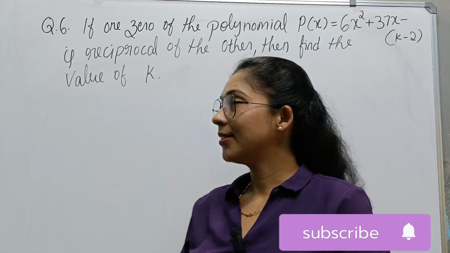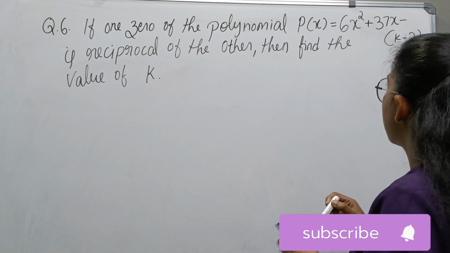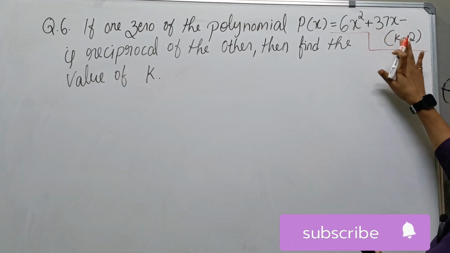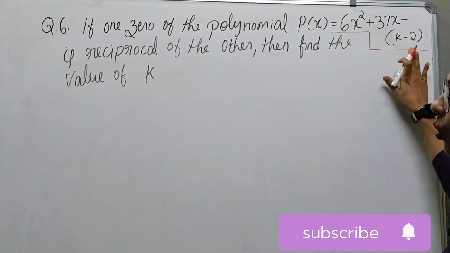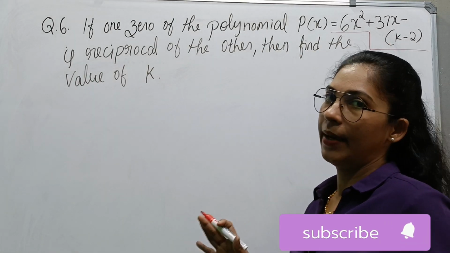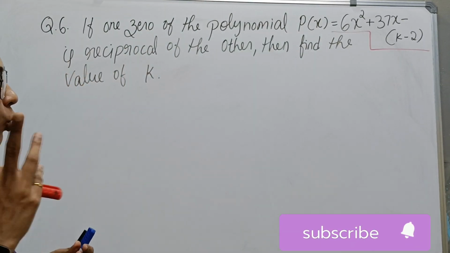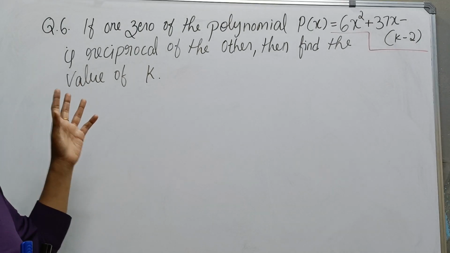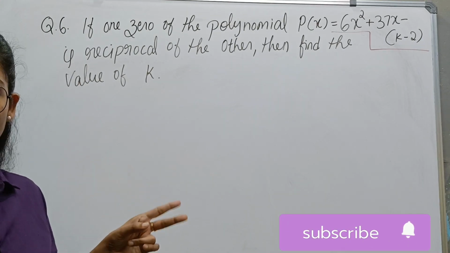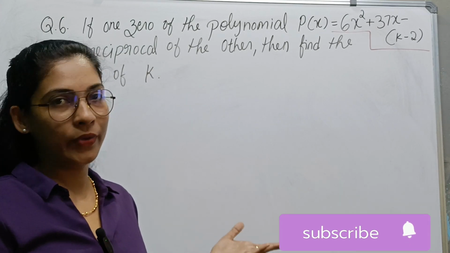So the sixth question is, if one zero of the polynomial p of x equals 6x square plus 37x minus k minus 2 is the reciprocal of the other, then find the value of k. So there is a polynomial which has two zeros, and one zero is the reciprocal of the other. Both of the zeros are reciprocals. Our duty is to find the value of k.